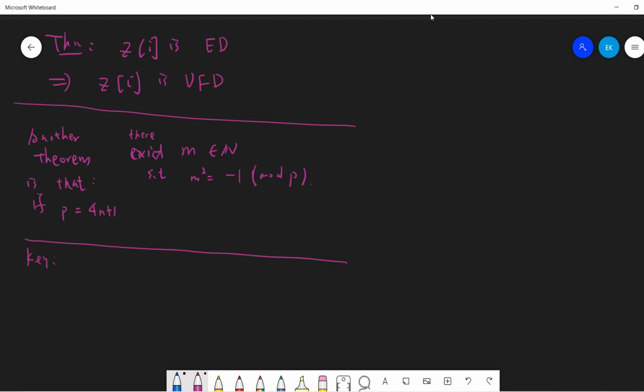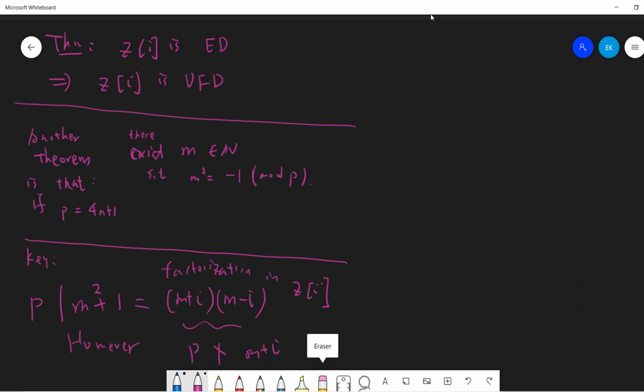Okay, so from here we are ready to prove it. The key is that now we know that p divides m squared plus 1. And m squared plus 1 is (m plus i)(m minus i). So this is the factorization in Z[i]. However, p does not divide m plus i, and p also does not divide m minus i.